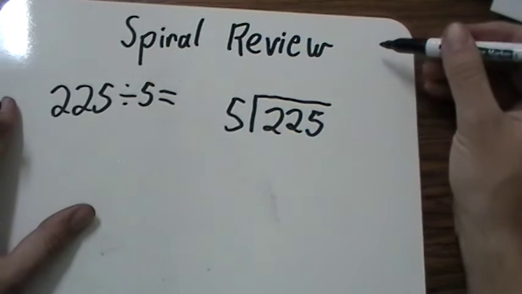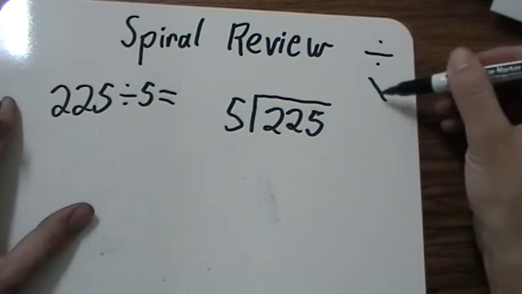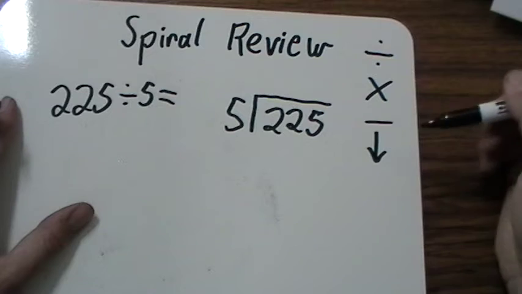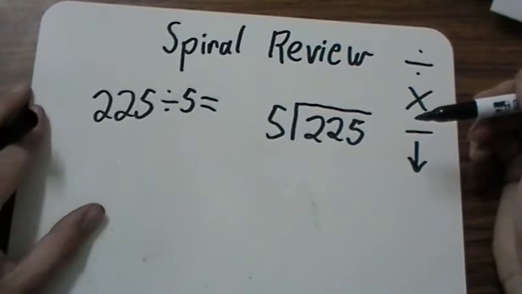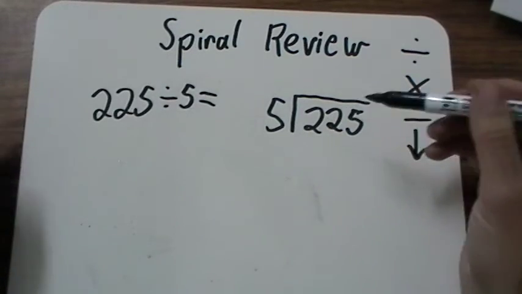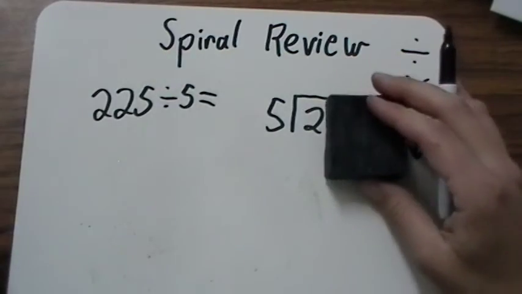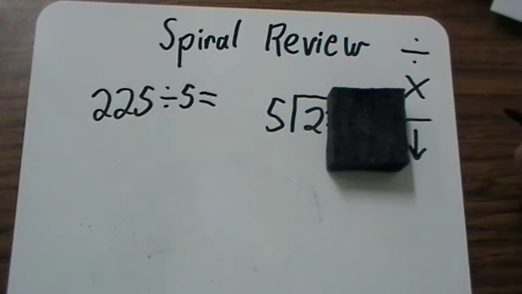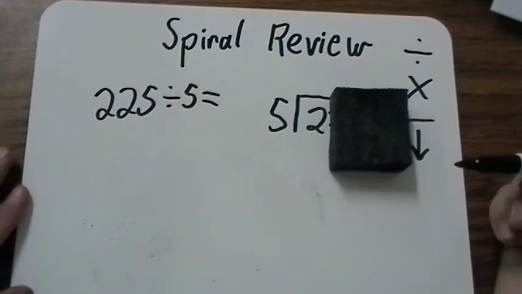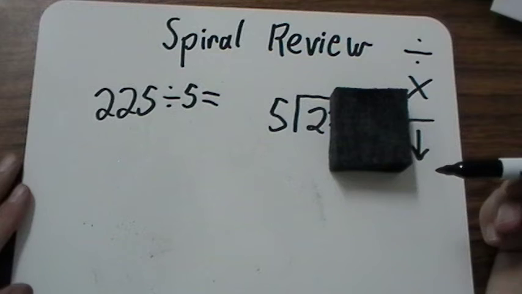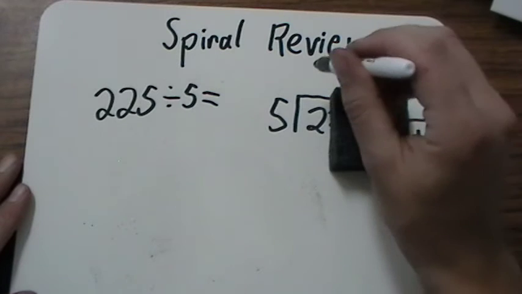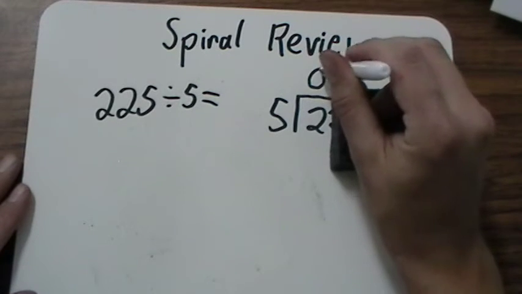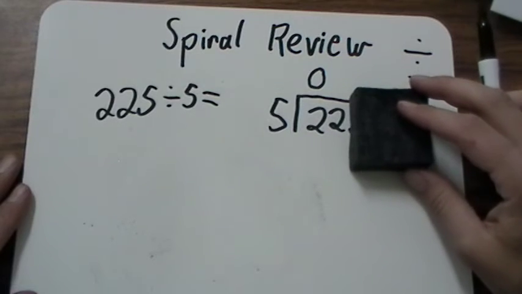All right. Remember the little chant we came up with? Divide, multiply, subtract, and bring down. Say it with me. Divide, multiply, subtract, and bring down. All right. So what I'm going to do is I'm going to cover up the 2 and the 5, and I'm going to pretend that this problem just says 2 divided by 5. Well, if you have $2 and you're trying to divide it among 5 people, do you have enough money to give everybody an equal dollar? No, you don't. So we put a 0.